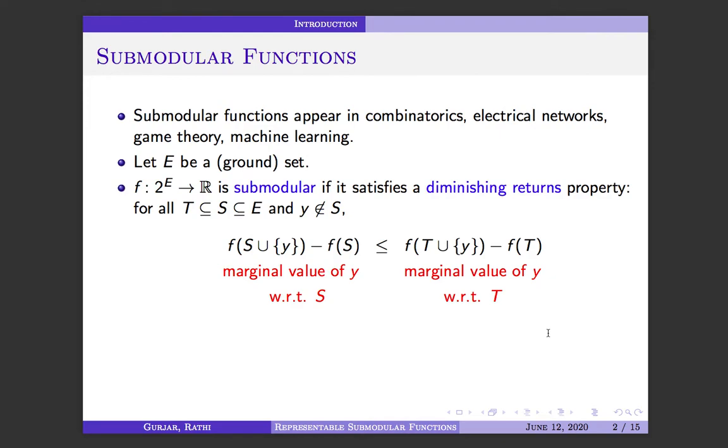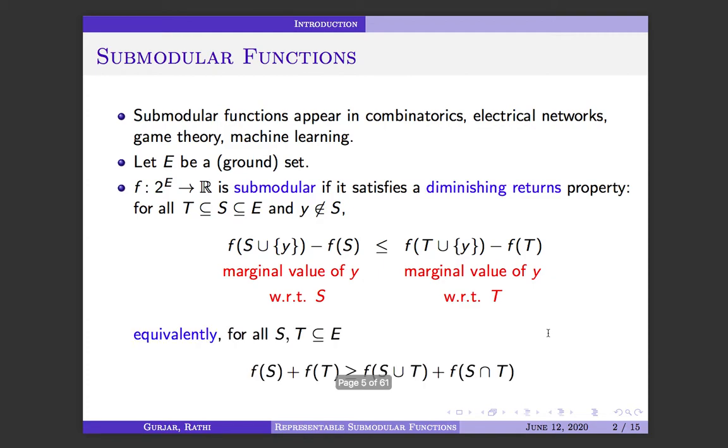The left hand side of this inequality is f of S union y minus f of S, which can be viewed as the marginal value of y with respect to S. Similarly, on the right hand side, you have something which can be viewed as the marginal value of y with respect to the set T. So the inequality is saying in some sense that the marginal value of y with respect to a larger set must be at most the marginal value of y with respect to a smaller set. Note that by larger here we mean the containment relation.